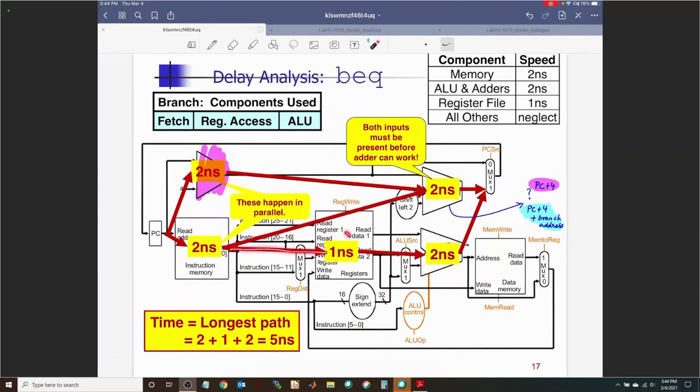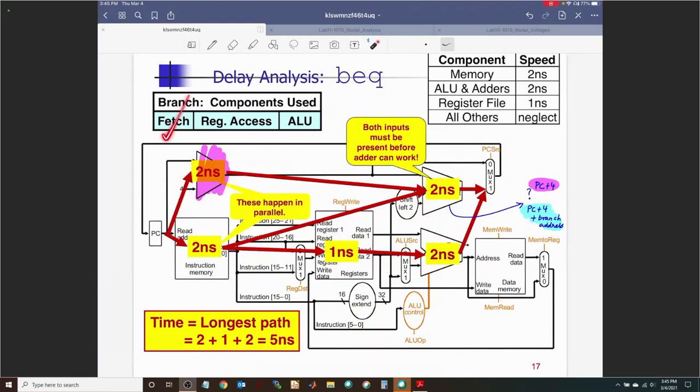We have to first go read registers, bring them to the ALU, subtract them, and if the result is a 0 and the branch signal is asserted, then you can say, all right, fine, now I can add the branch instruction and then go forward based on that. So one path is fast, the other path is slow. The other path is 2 plus 1 plus 2, and then things go back, right? So you're done.